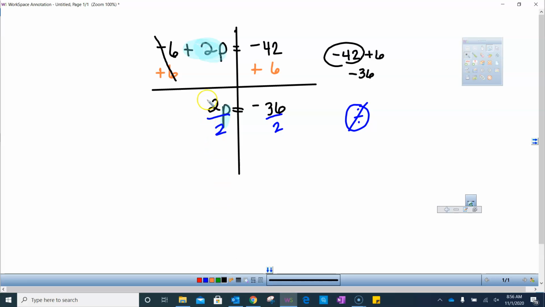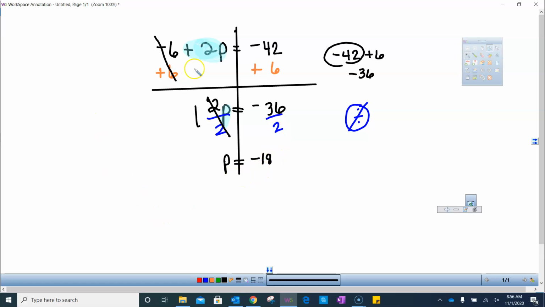Now I'm going to do the math. Well, 2 divided by 2 is 1. So I get 1p. And then negative 36 divided by 2 is negative 18. A negative divided by a positive is a negative. 36 divided by 2 is 18.